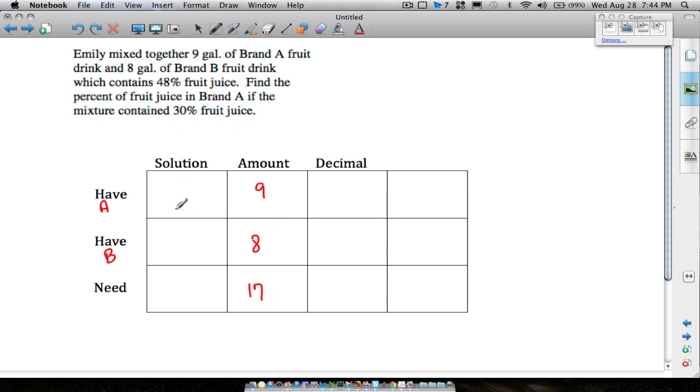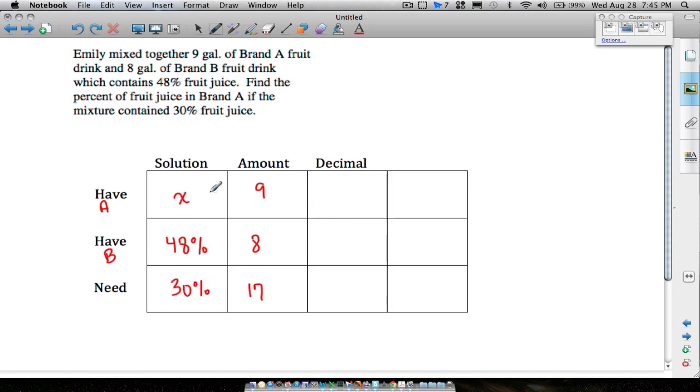Let's see what other information we have. Do we know the solution or the percent of brand A? And the thing is, we don't. That's what we're trying to find. Notice right here it says find the percent of fruit juice in brand A. We don't know what percent of brand A we have. However, we do know what brand B is. Brand B is 48%. And the mixture that she needs to make, or what she did make, is a 30% mixture.